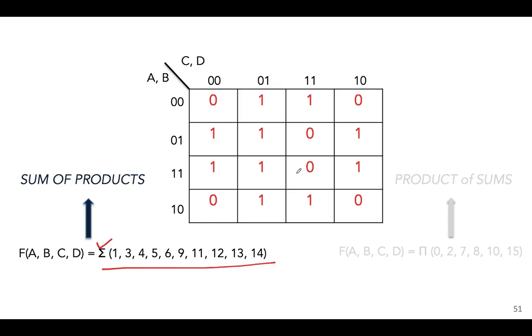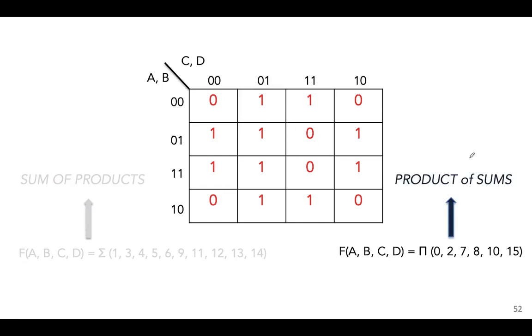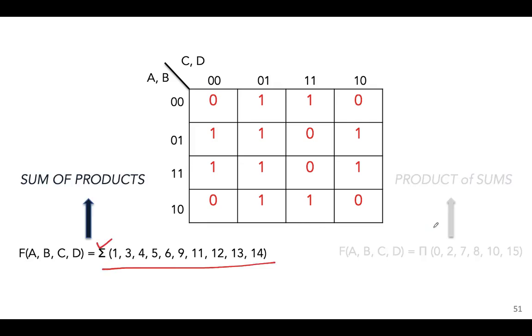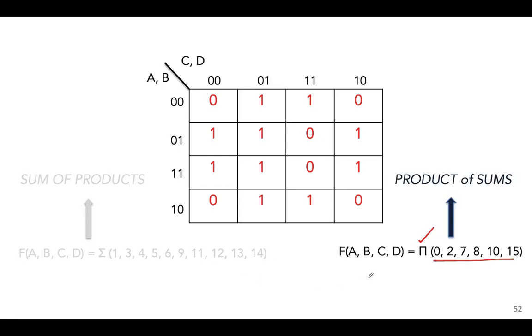But the same table, if now you consider the zeros instead of the ones, you get a POS. You get POS, the product of sums form, for the same K-map, for the same Boolean expression, right? Now in this case, you'll write down the numbers of those cells which contain zeros, and you'll put a pi symbol. So the same K-map, you can draw for a SOP expression or a POS expression. The only difference is, are you more concerned with the ones or are you concerned with the zeros?